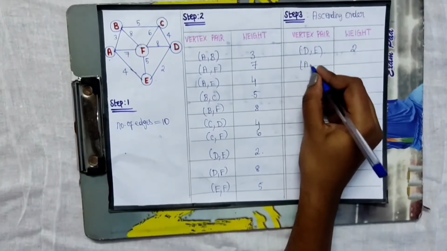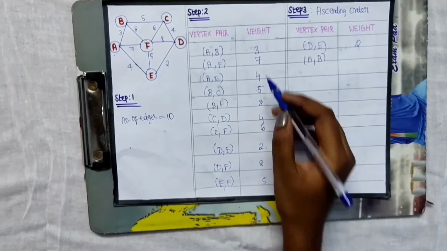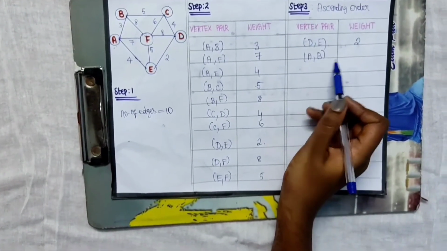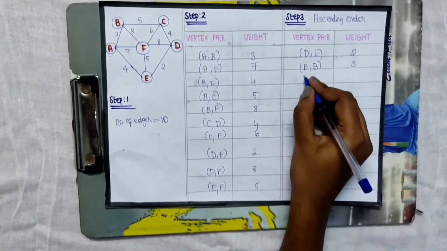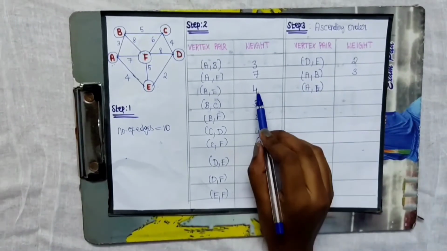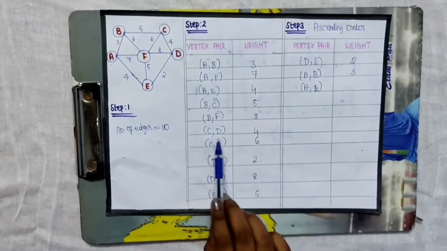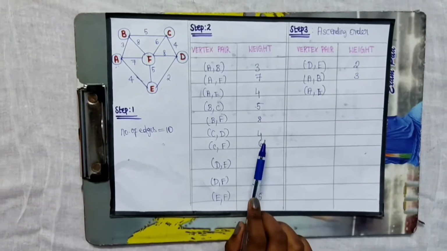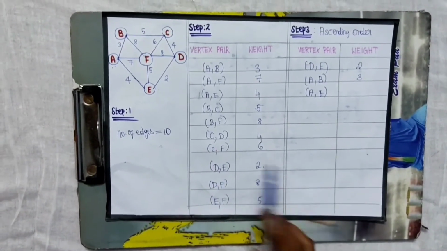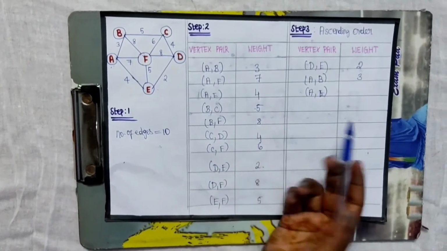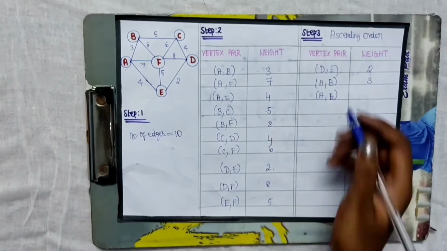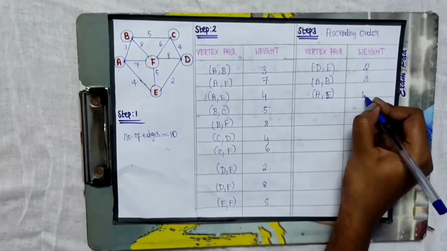Then after the 2, the smallest value is 3, and the vertex pair is A, B. So, I am writing here A, B. The weight is 3. Then A, E has a weight of 4. Meanwhile, C, D also has the value 4. So in this case we have similar weights, and we can give first preference to A, E. It does not matter if you give C, D first, but you can give first preference to A, E, with weight 4.